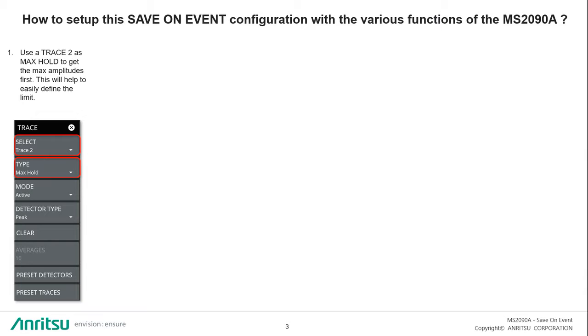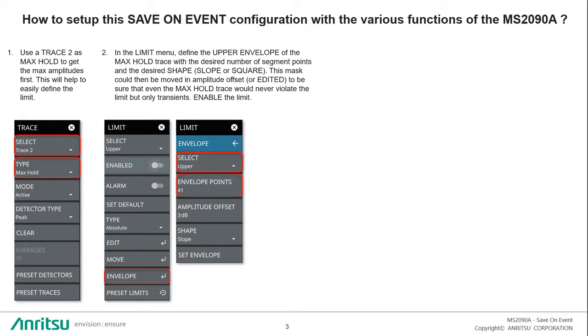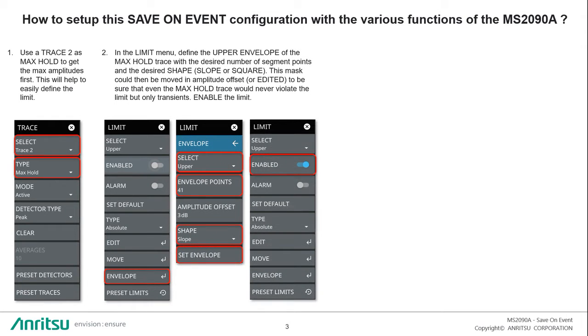First, it will be very useful to activate a trace 2 to get the Max Hold trace. Then, thanks to this Max Hold trace, we'll go into the Limit menu to define the envelope that will be automatically created based on this Max Hold trace. You can choose either slope or square shape for this limit that will be created for you. You'll then just need to activate the limit.